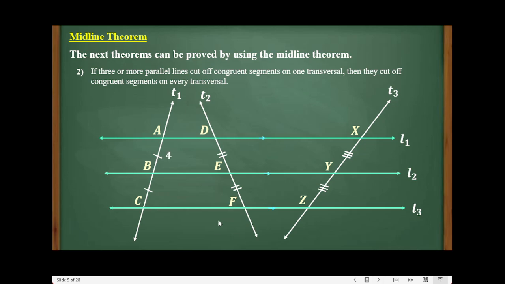Halimbawa, segment AB is 4. What do you think is the length of segment BC? It's also 4. Similarly, let's say segment EF is 7. It follows that segment DE is also 7. And on the third transversal t sub 3, if YZ is 11, what do you think is XY? It's also 11. Okay? So kung walang tanong, we go to the next slide.